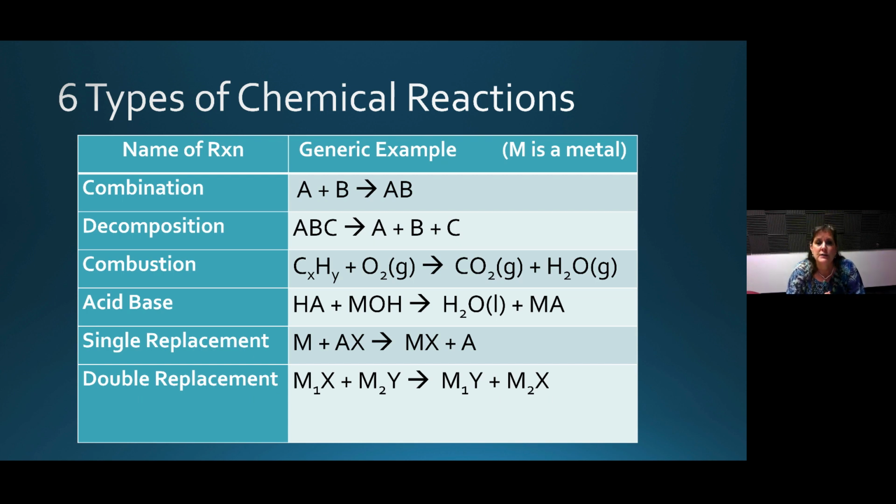Check your charges. So in the generic example, we have HA, that's your acid, there's an H in front. We have a metal with hydroxide, OH in back, MOH. The H and the OH make water, and then we have the metal and the nonmetal come together. Check your charges to write the proper formula. That is an acid-base reaction.